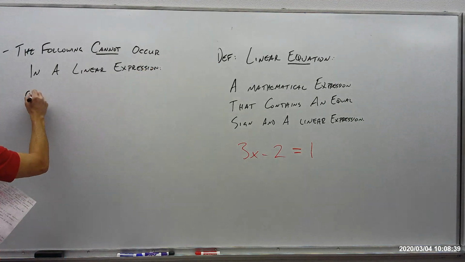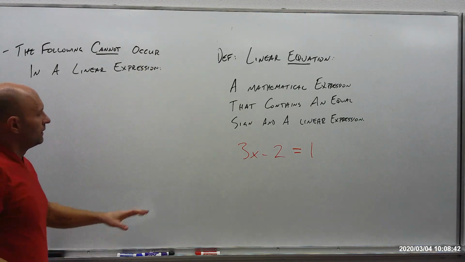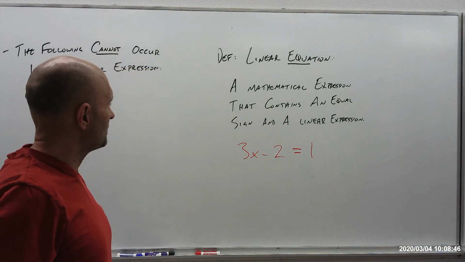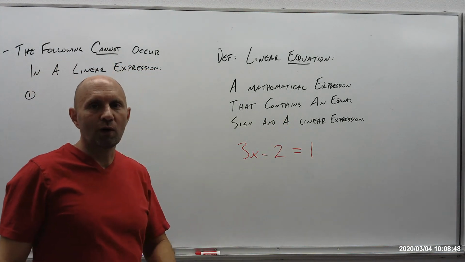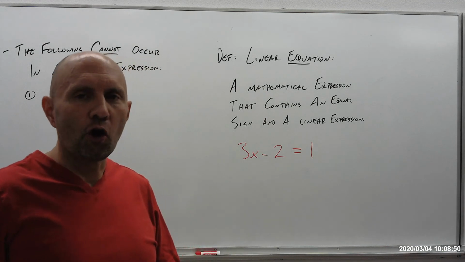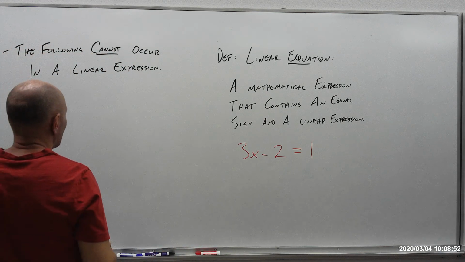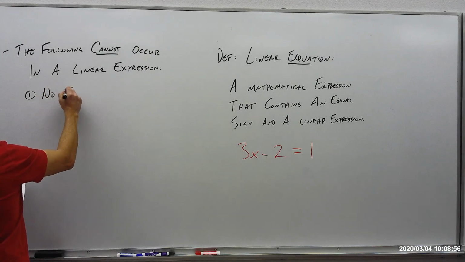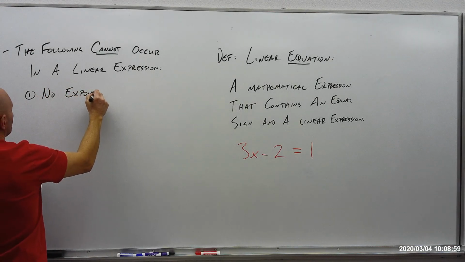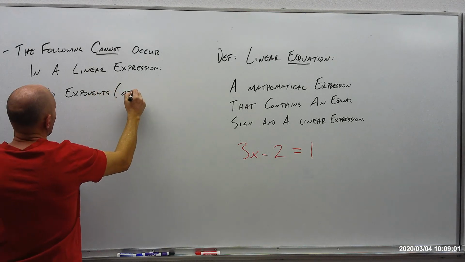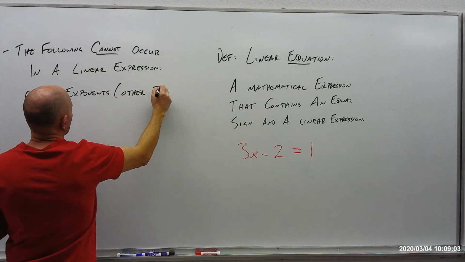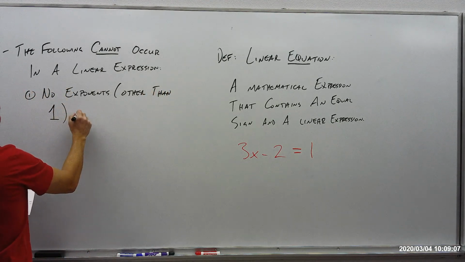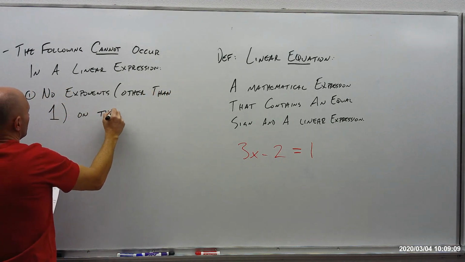So first, if we look at this linear expression that we wrote, turned into an equation, the exponent on the x is what? It's a 1. And that's all that it can ever be. If it's anything besides 1, it's not a linear expression. So the first one is no exponents other than 1 on the variable.